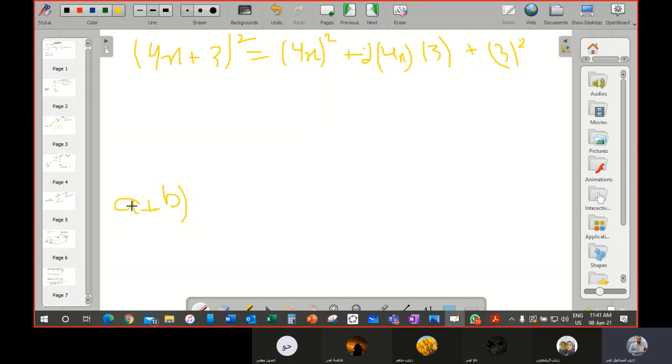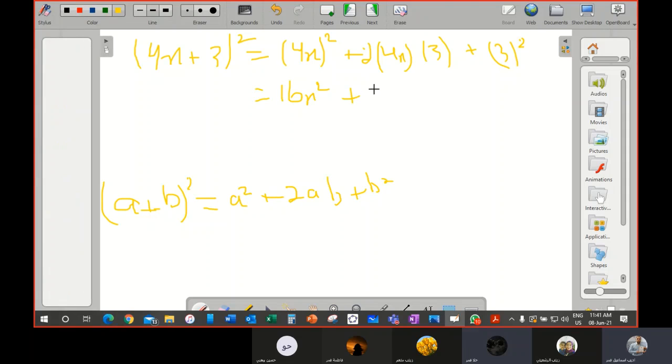A plus B squared equals A squared plus 2AB plus B squared. Applying it to 4x plus 3 squared, we get A squared plus 2AB, that is 2 times this A times this B, plus B squared. It gives the same answer: 16x squared, plus 2 times 4 is 8, times 3 is 24, times x, so 24x, plus 3 squared, 9.